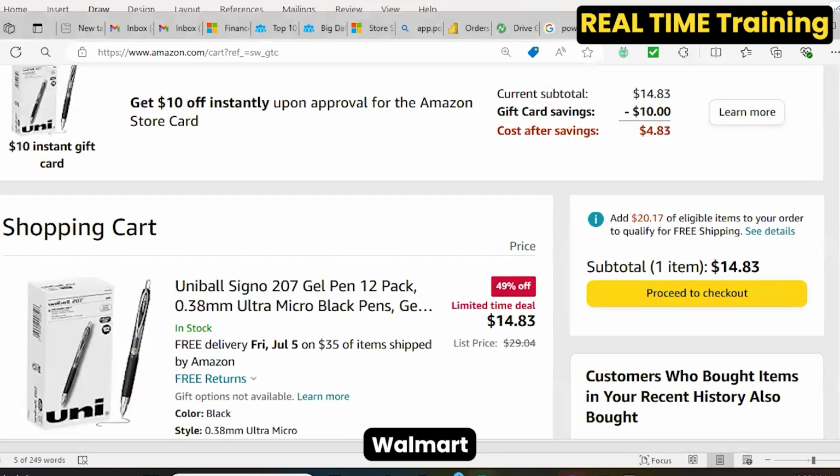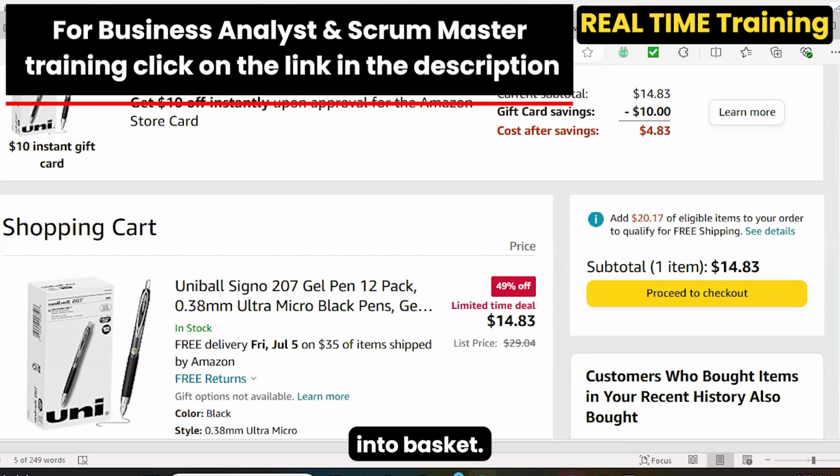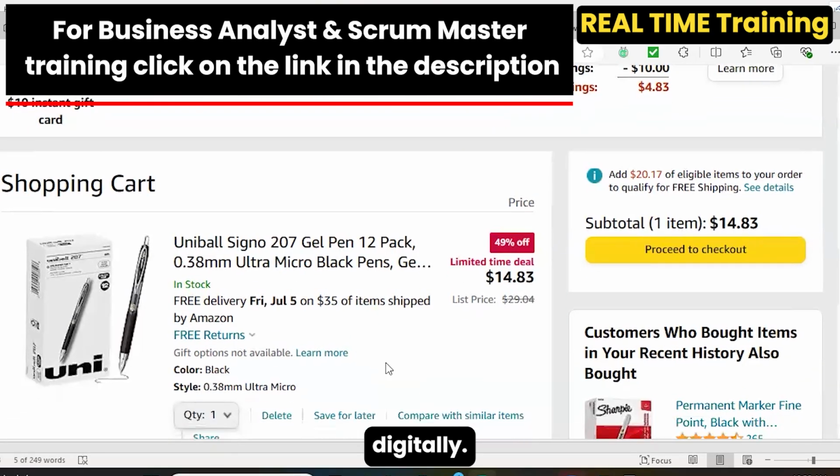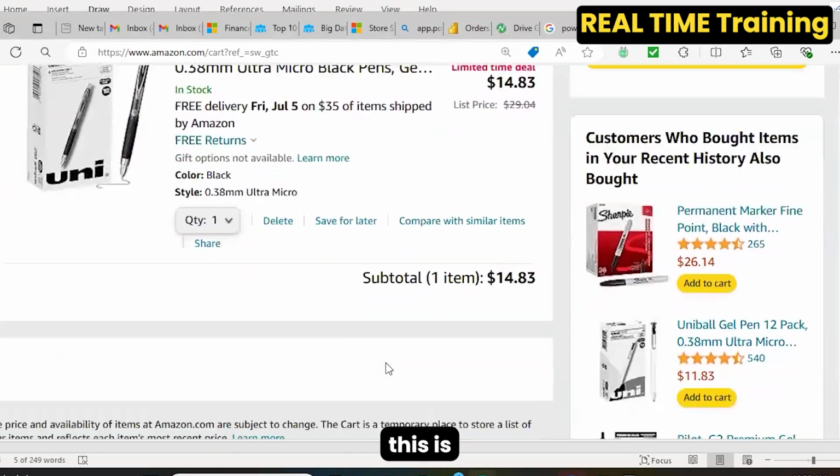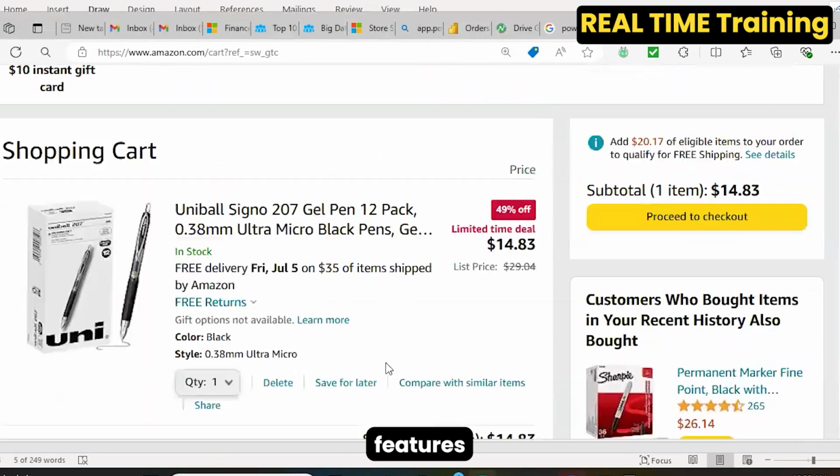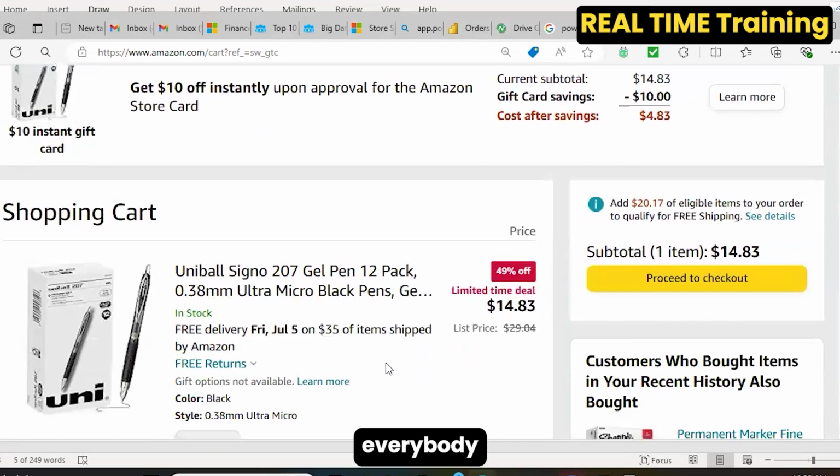When we go to Walmart or something, we'll put those items into a basket. That is the cart. So now we are going to build it digitally. Same science, right? Now this is what there is. All the features that you see on the screen. Now everybody can participate. We'll do this one.